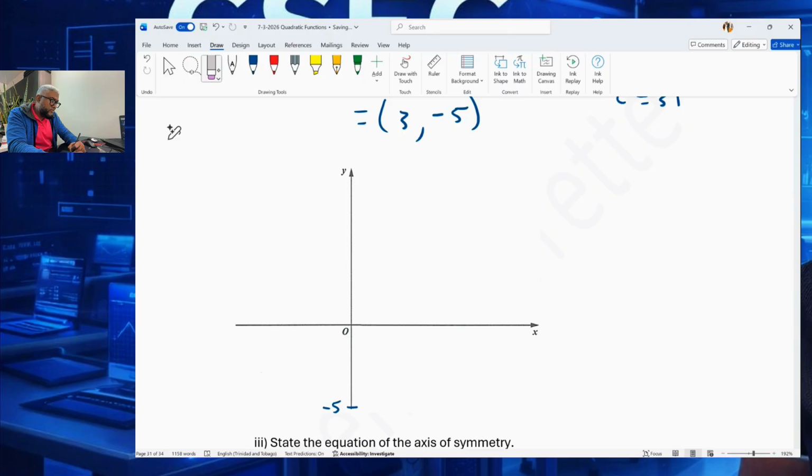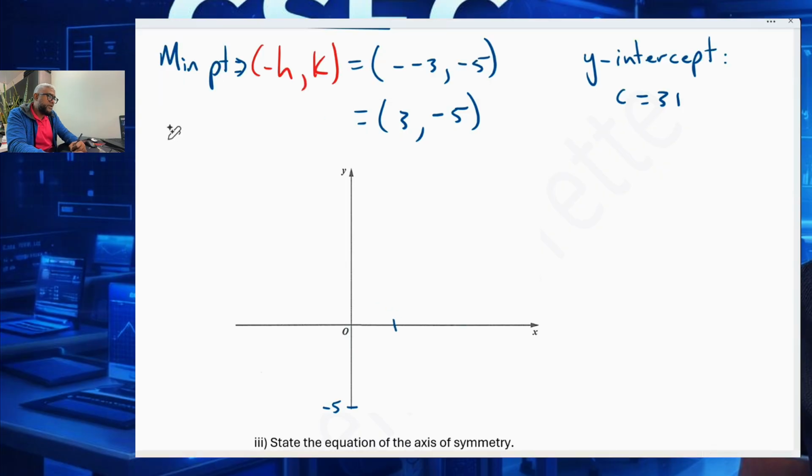Positive 3 will be somewhere here. So the coordinates of my minimum point would give me the minimum point at around here. That will be my minimum point. And my y-intercept would be when C is 31, quite up here. This is my y-intercept, so this is a very sharp curve.